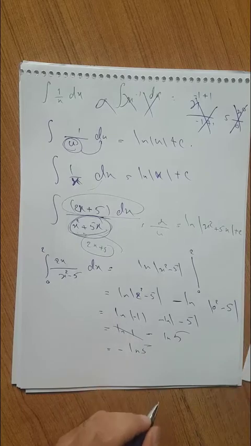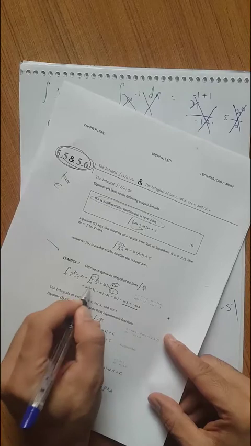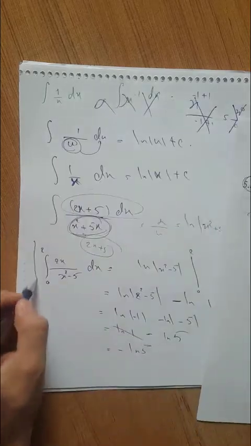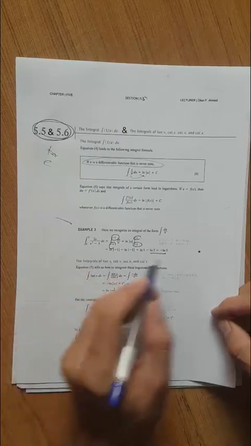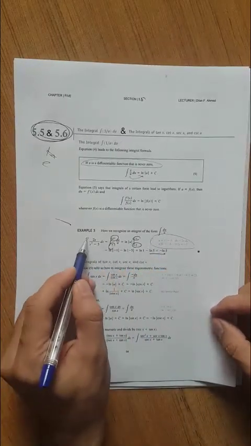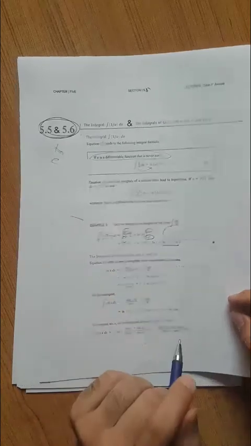That's all that you need to know about this example. He changed to this one, do not care about that. Please try to follow my method. He made some substitution, and that's why the boundary changed from 2 to minus 1 and from 0 to minus 5. Don't care about this one.